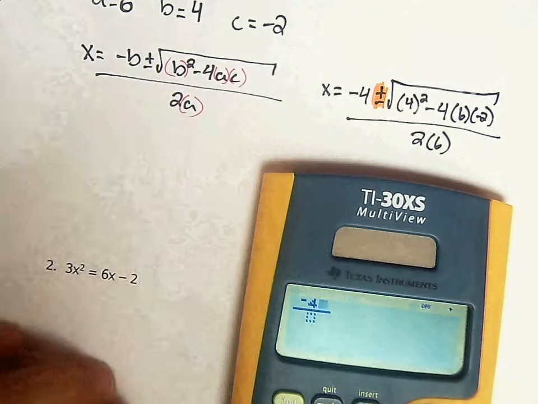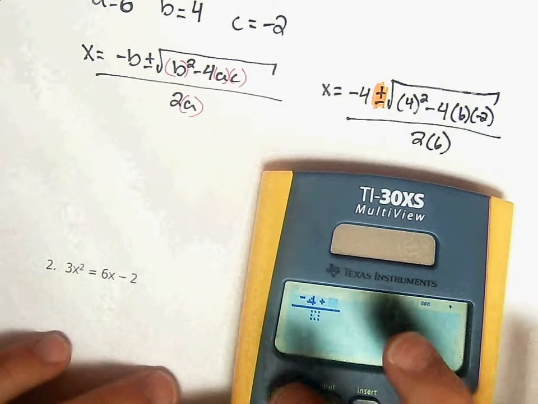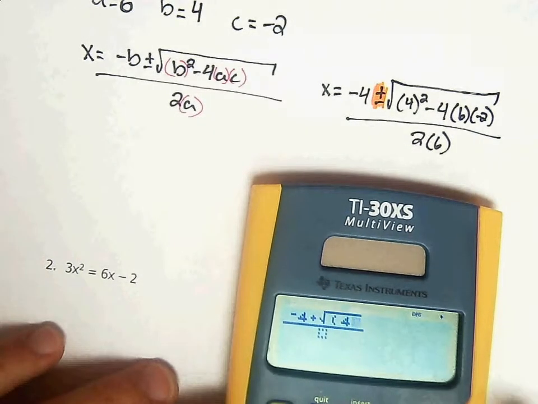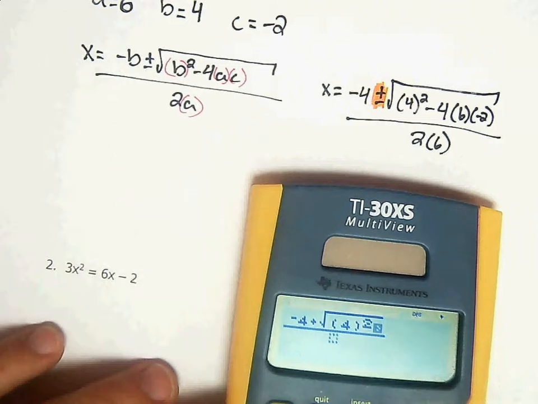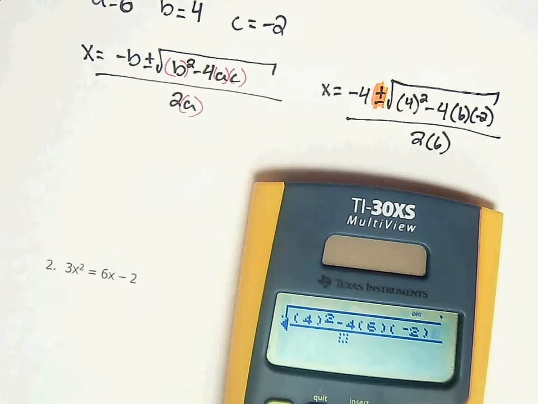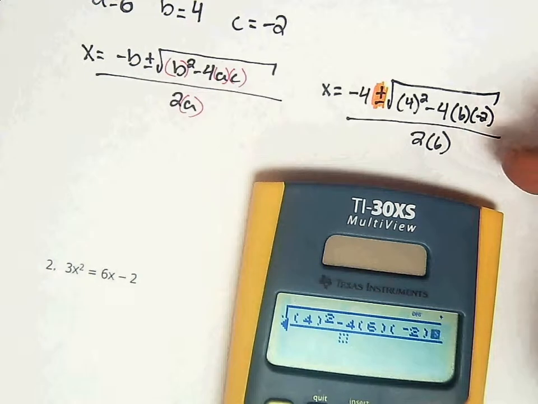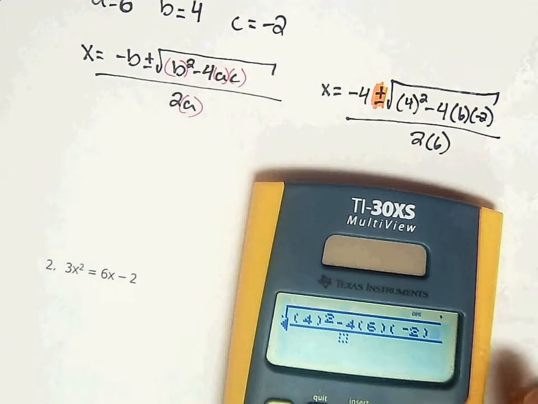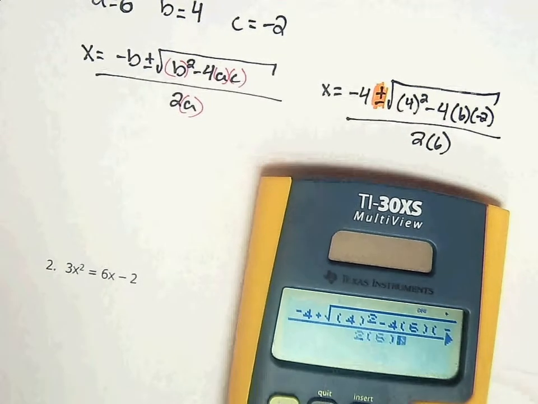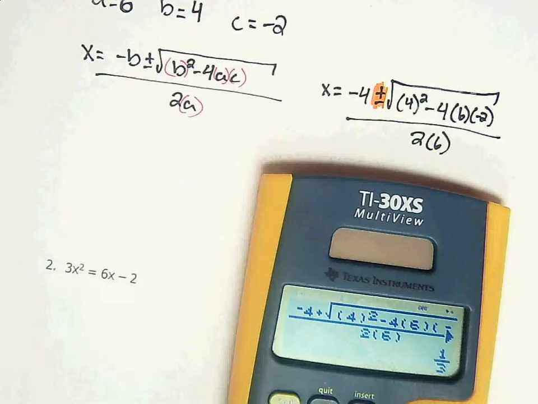So I'm going to do negative 4 plus the square root of 4 squared minus 4 times 6 times negative 2. Notice as I typed it in, I used parentheses everywhere I saw parentheses. Make sure that my calculator looks just like my paper. Then I'm going to hit the down arrow, and at the bottom is going to be 2 times 6. I'm going to hit enter.